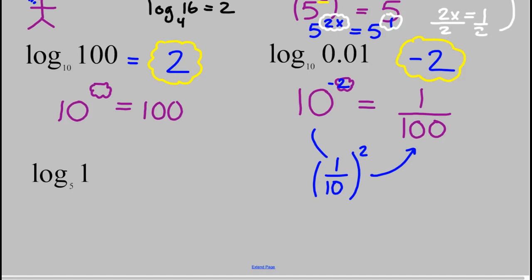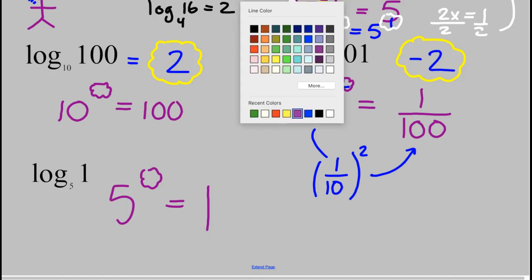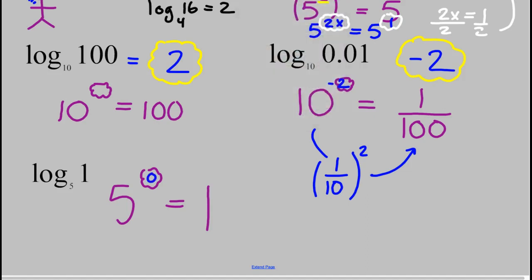The next one down here is kind of fun. 5 to what power is 1? Zero. Nice job, Lillian. So we got a 0. 5 to the 0. Anything to the 0 power is 1 except for 0. Okay, how do you feel about that? Good? Any questions? Moving on to the next page.